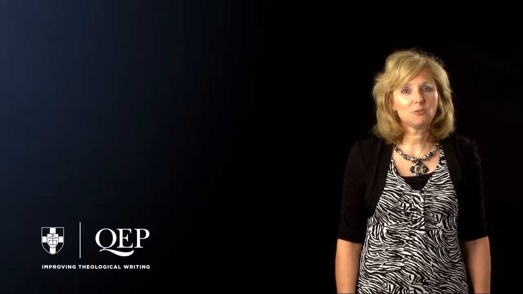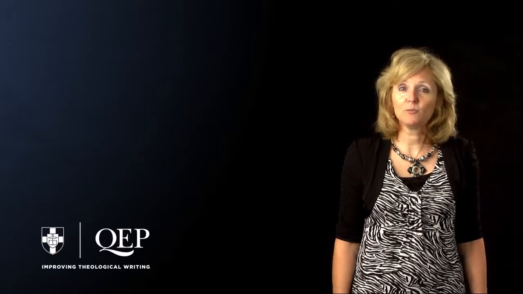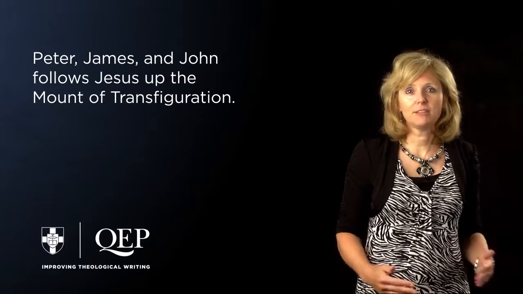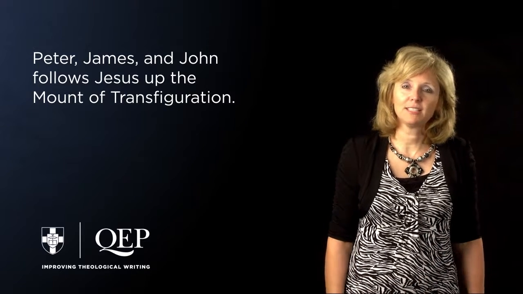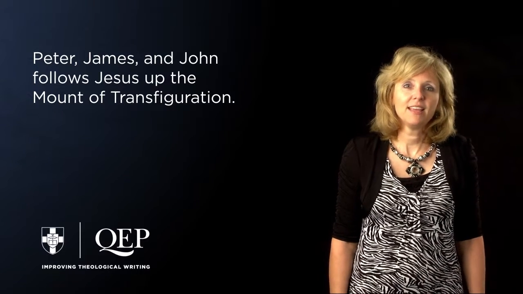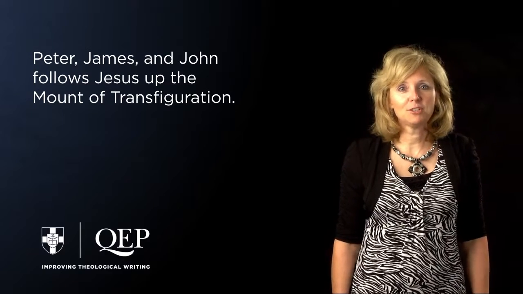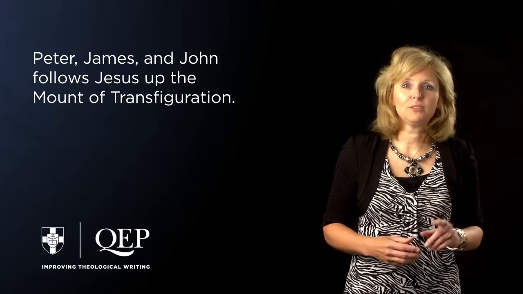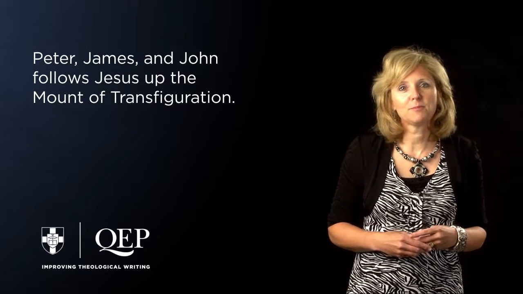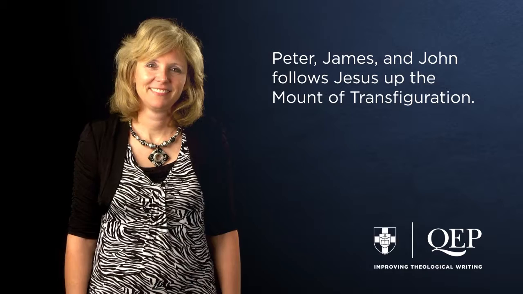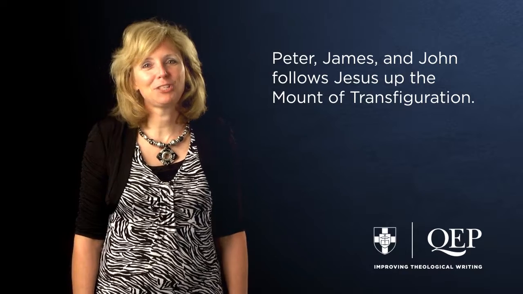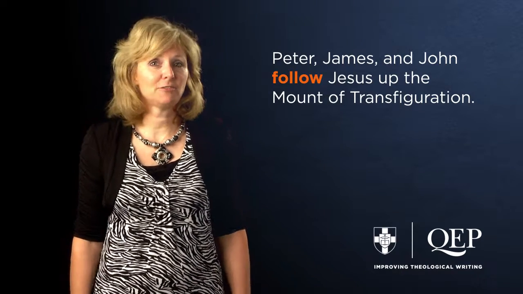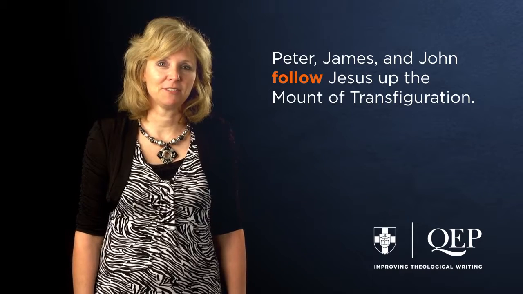Subject-verb agreement gets tricky when there are multiple subjects and only one verb. For example, in this sentence, it's incorrect to write, "Peter, James, and John follows Jesus up the Mount of Transfiguration." Even though Peter, James, and John are all singular nouns, the 3 of them together form a plural subject, and this is why we could replace their names with a plural noun, they. Therefore, we will need to change the verb to a plural one. "Peter, James, and John followed Jesus up the Mount of Transfiguration."